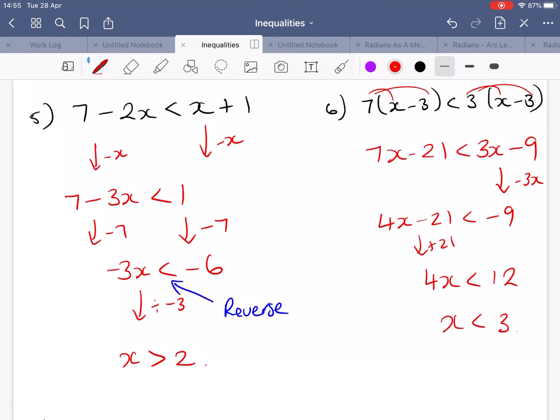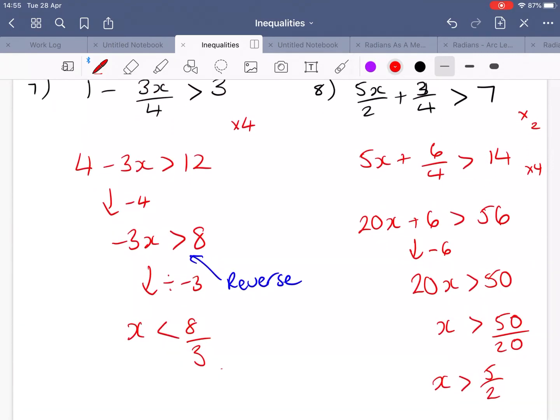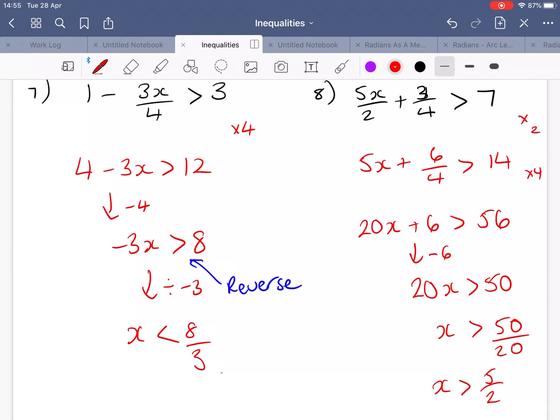Finally, last 2, multiply every term by 4 for number 7, and then again remember if you've ended up with that -3x, you've got to reverse the symbol. And the final one, I multiplied through by 2 first, then multiplied through by 4, and rearranged and got x is greater than 5/2. I did simplify that one. Okay. Right, so hopefully that's just a quick recap.